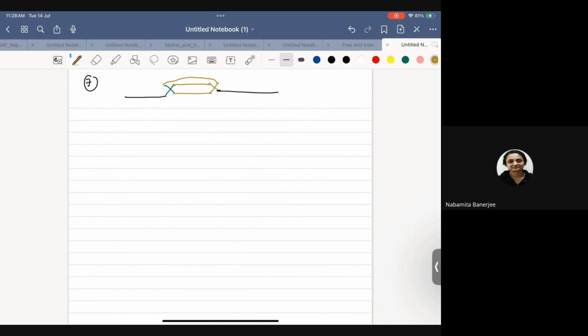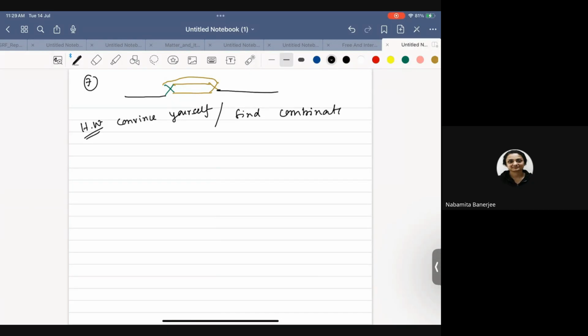Okay. So your homework is: convince yourself that that's all. Second, find the combinatorics. Okay. And as I said, it is absolutely fine if you cannot find the combinatorics. Don't worry. Just make sure that you understand that there is no other diagram that is possible. These are all possible diagrams. Even if you can understand that much now, excellent, good enough.